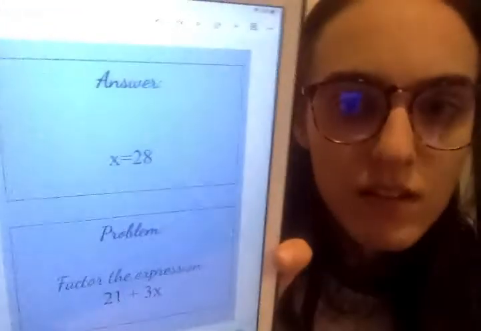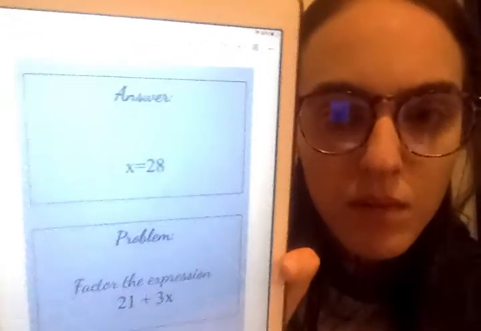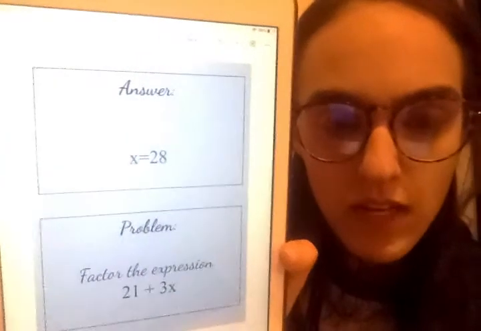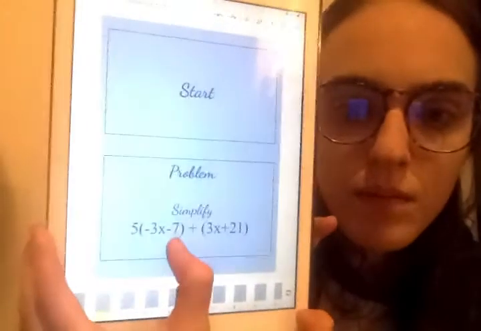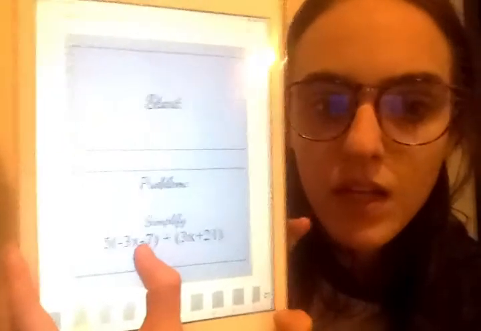If you can see here, there are 14 slides on this slideshow. Each slide, except the start slide and the end slide, has an answer at the top and a problem on the bottom. How it's supposed to go is that your problem on the bottom is answered with the answer on the next slide.